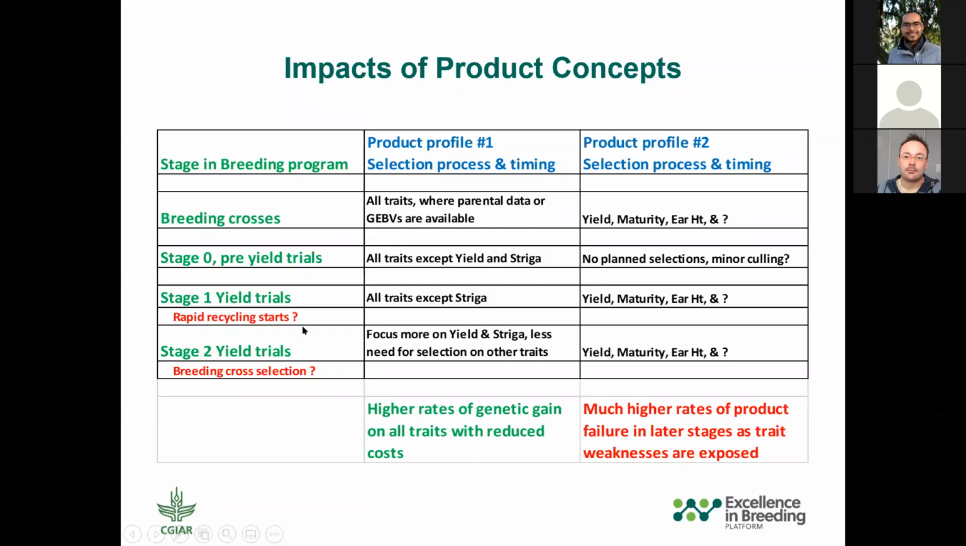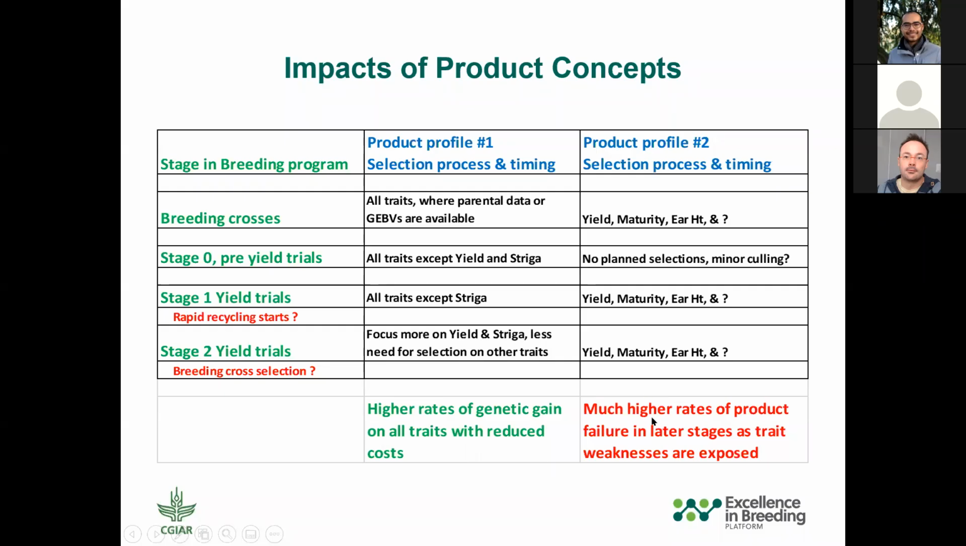So now we go to stage 2, and we're more focused on yield and Striga because we've already cleaned up most of the other traits. Again, not sure what's happening in the other program, but at this point, we're really wanting to cull down these breeding crosses because we might be putting them into dihaploid production, that kind of thing. And we only have so many slots available. So the bottom line in this case is that you're going to have higher rates of genetic gain for all traits with reduced cost versus this other model.